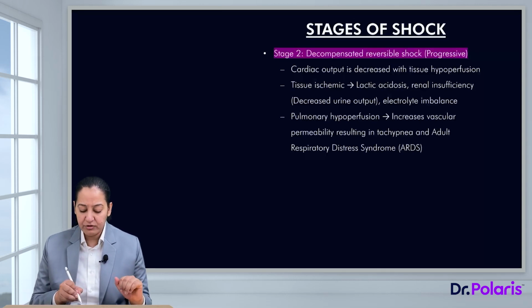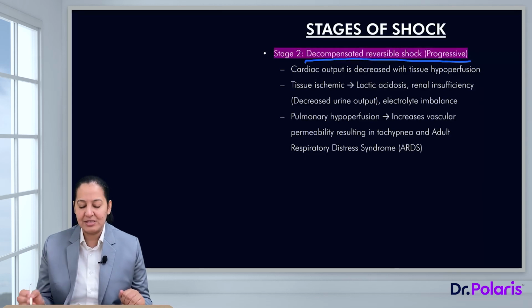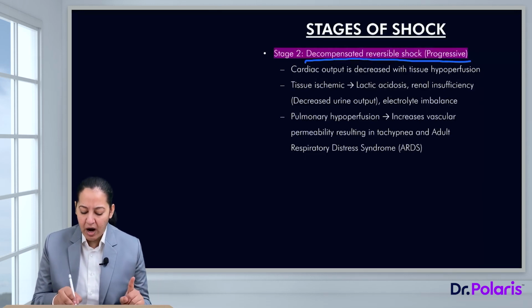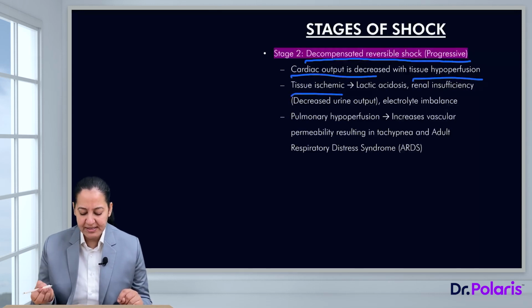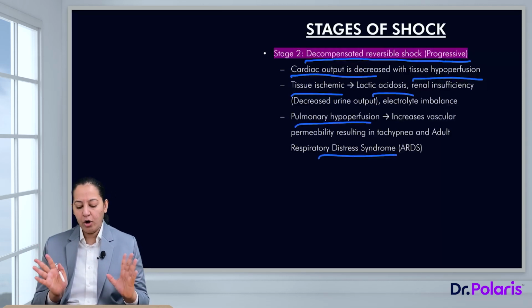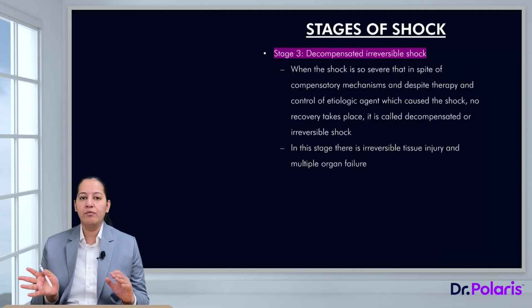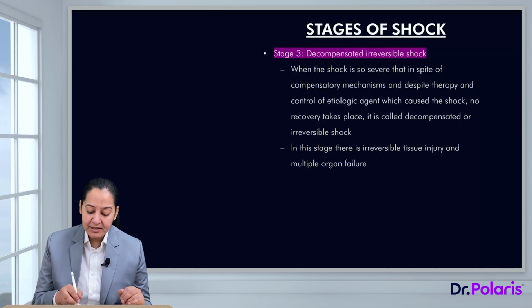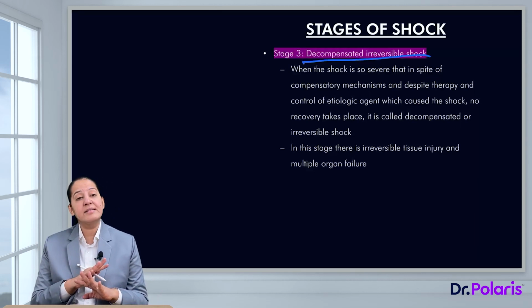Coming to the second stage of shock, the decompensated reversible stage. It is decompensated, but still it is reversible. Cardiac output here is decreased with tissue hypoperfusion. Tissue ischemia is there, leading to lactic acidosis. Pulmonary hypoperfusion is there, leading to ARDS. But all of them are reversible if you remove the cause of the shock. So if you rectify it, it is reversible. The last stage is decompensated and it is irreversible.